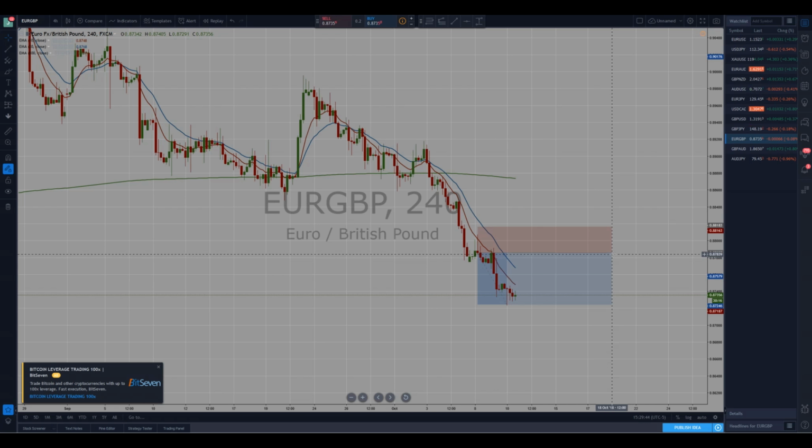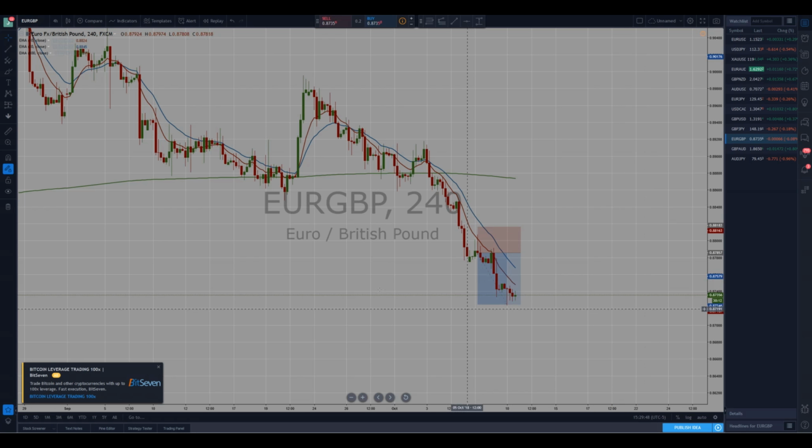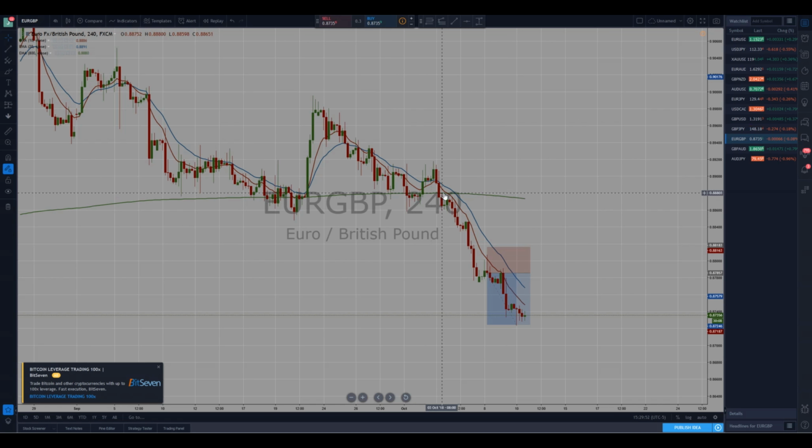And just barely got hit, but it did get hit. Now there's our first trade. Beautiful trade. Next trading opportunity will be either one of these wicks right here.